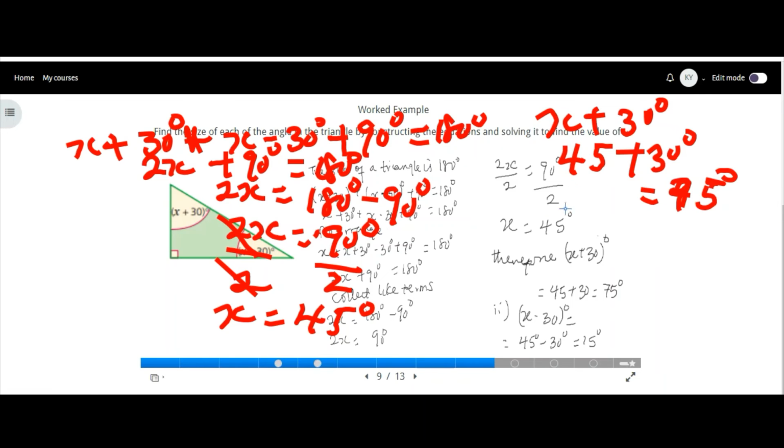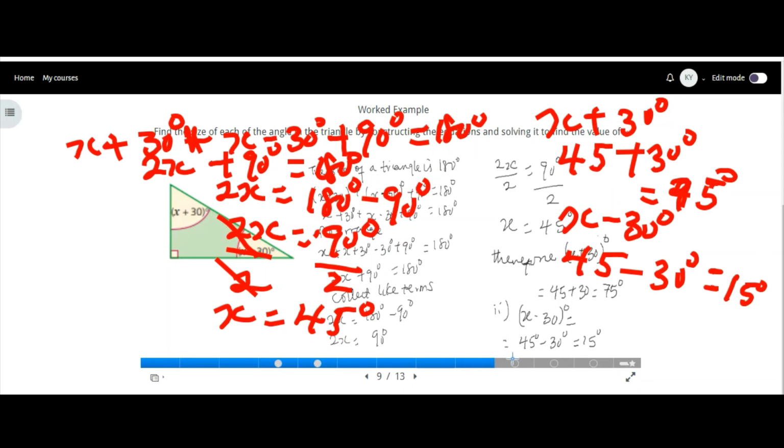So that is the solution to the first one. Let's check x minus 30 degrees. So we have 45 minus 30 degrees. What is 45 minus 30 degrees? That is 15. So those are the two angles that we have there.